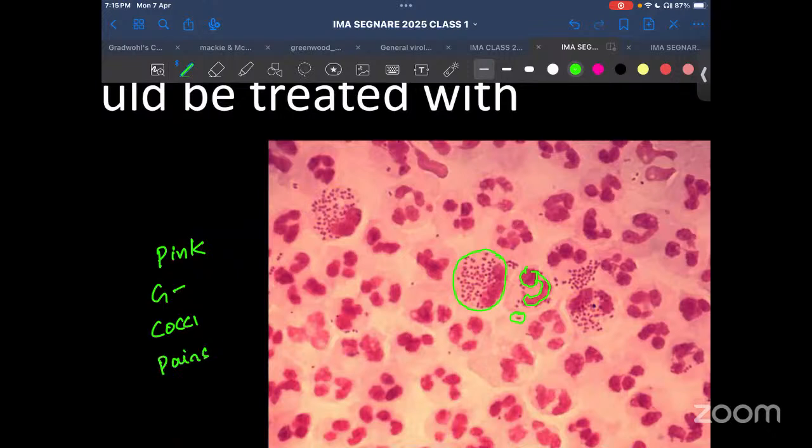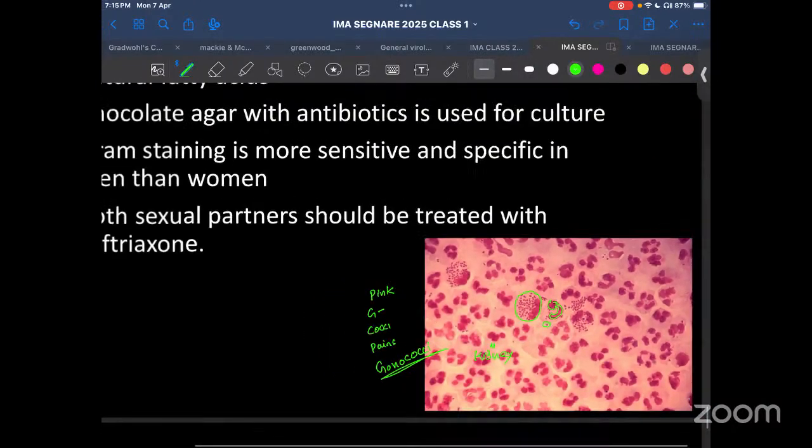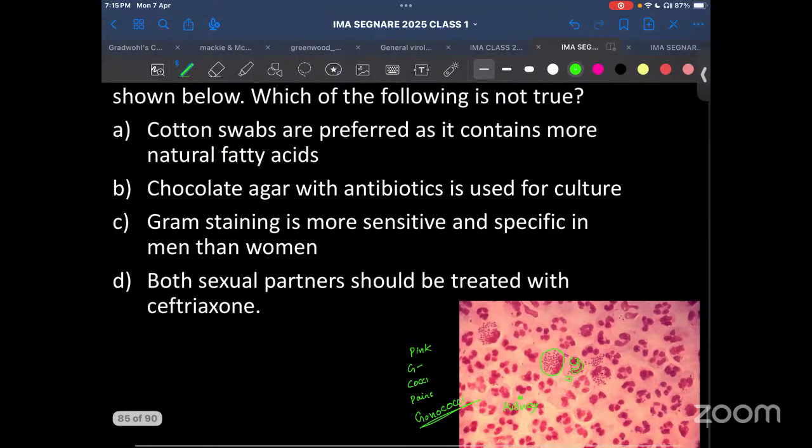You can also see that there is a small gap in between these cocci, because these cocci are kidney shaped. So gram-negative cocci arranged in pairs and kidney shaped is the appearance of gonococci. Gonococci is one of the favorite topics for NEET PG, and they have asked several questions on it. This is how you identify gonococci from gram staining.